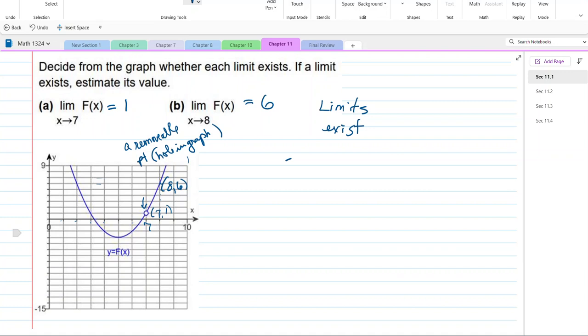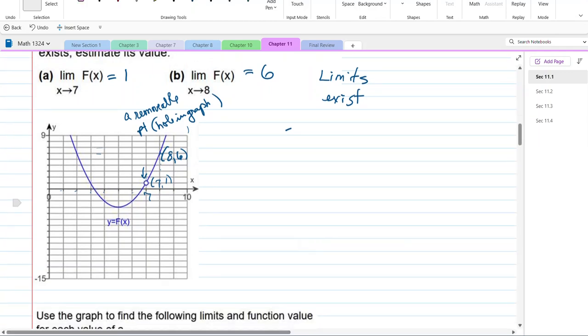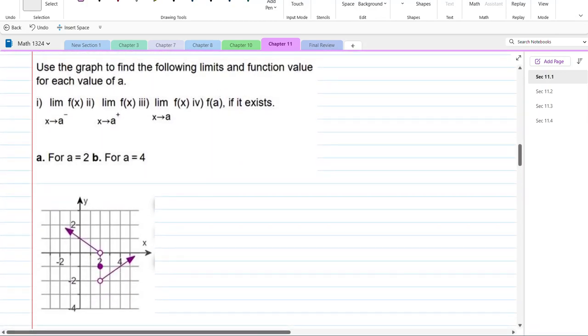So we have a limit. Even though f of 7 does not exist, we have a limit. So that lets you know how to do this. Here we go. Now we're going to do the steps.